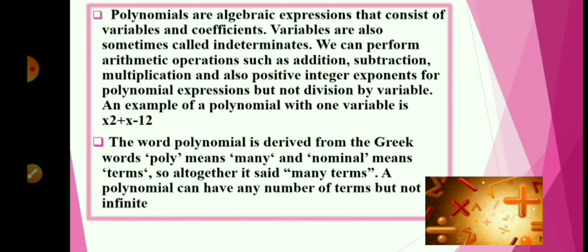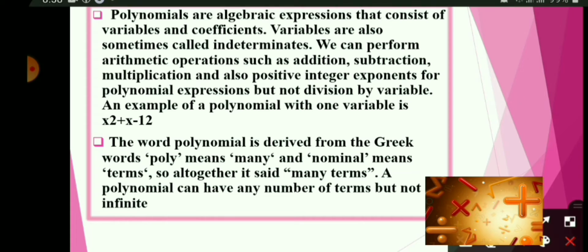Next, the word polynomial is derived from the Greek words poly, meaning many, and nominal, meaning terms. So altogether it means many terms. In this example, we have 1, 2, 3 terms. We have 3 terms in this example that is called a polynomial. A polynomial can have any number of terms but not infinite.